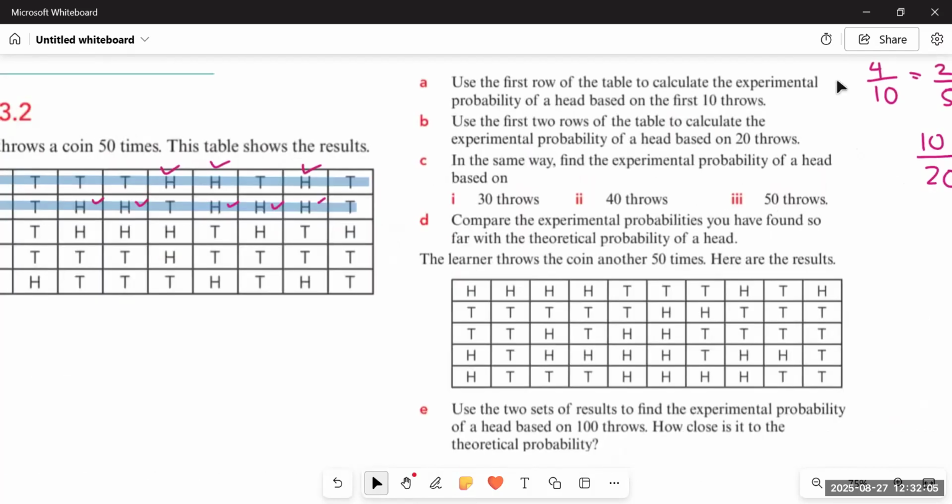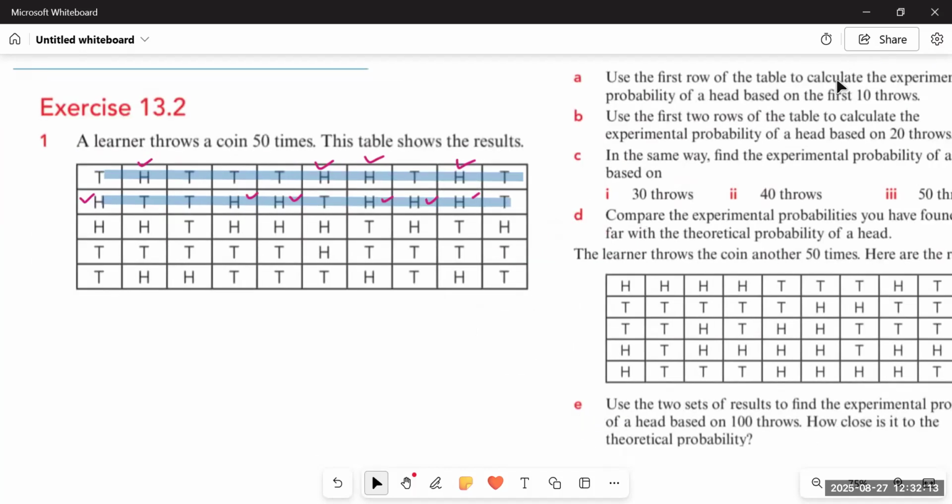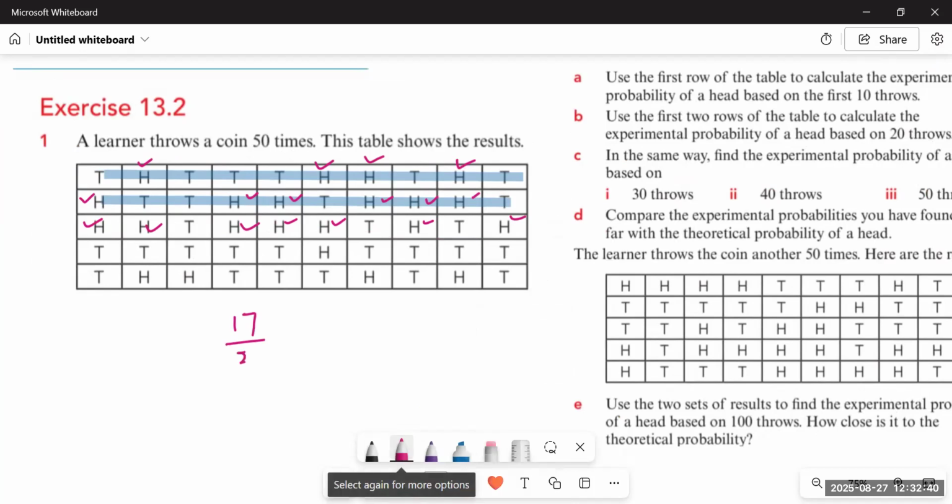In the same way, find the experimental probability of a head based on 30 throws, 40 throws, and 50 throws. So let's do it. In the third one, we will be finding with the third row. How many heads do we have over here? So here we have a total of 1, 2, 3, 4, 5, 6, 7. So 10 plus 7 is 17 upon 50, right? Which will be 0.34 in the decimal form. Sorry, it's not 50, it's 30. The total number of throws in the 3 rows is 30. So we are not going to take 50 as the total, but 30 as the total.